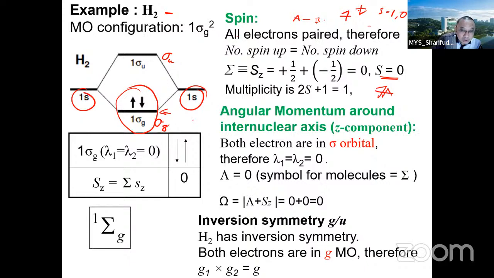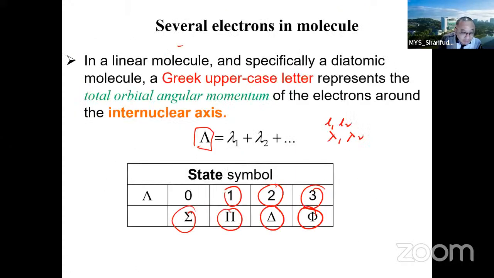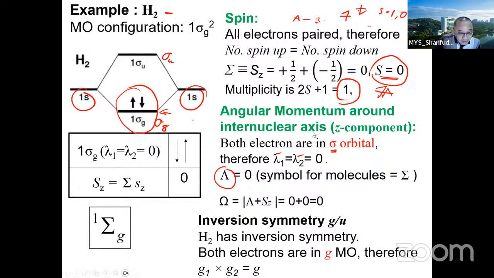The other possibility is one pointing up, another one pointing up, different energies. And this is when the total spin is equal to 1. Here, all electrons are paired, so S is equal to 0. Multiplicity is always equal to 1. What about the Z component? Both electrons are in the sigma orbital, hence lambda 1 equals 0, lambda 2 equals 0, and the total lambda is equal to 0. And the symbol, as we've looked at before, when the total lambda is equal to 0, will be sigma.